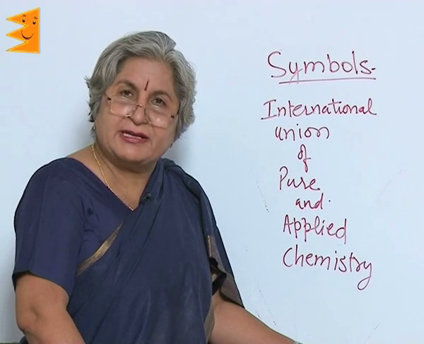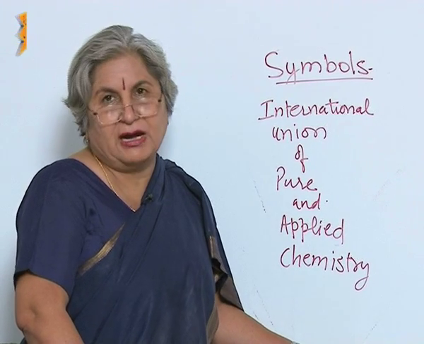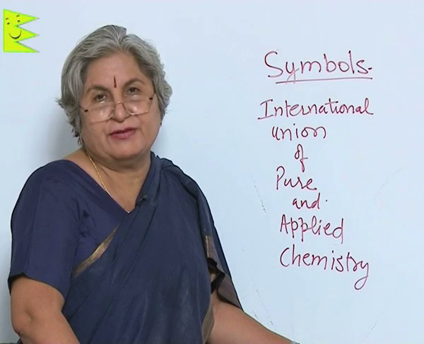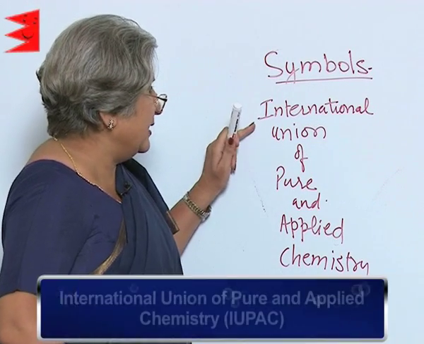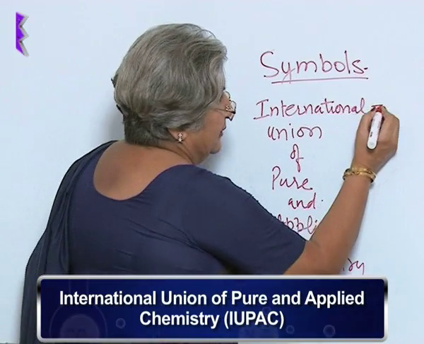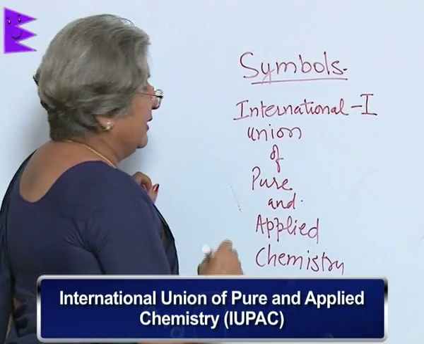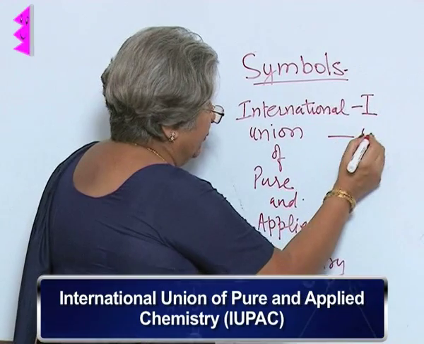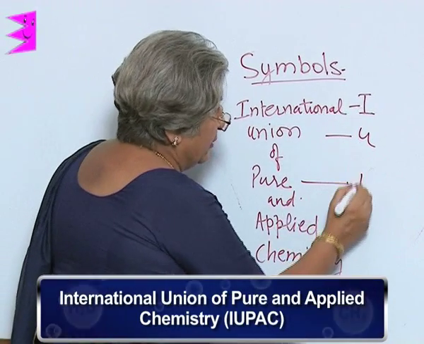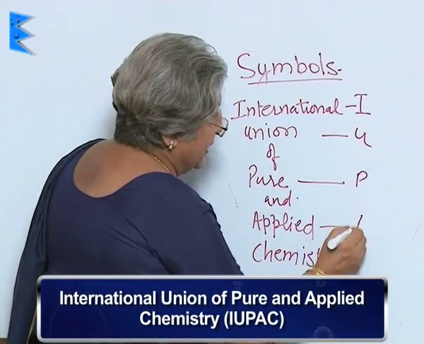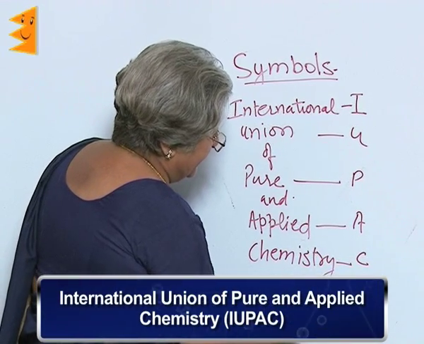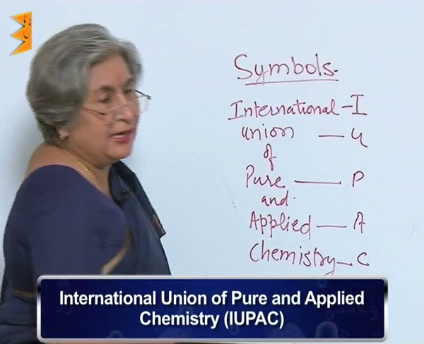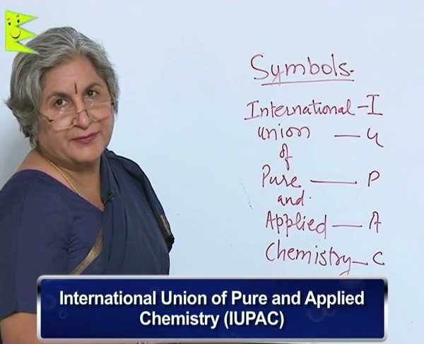Now, can we create our own symbols? We can't, because they will not be universally acceptable. For that, there is a body called International Union of Pure and Applied Chemistry. So, IUPAC is an international body which approves the symbols.